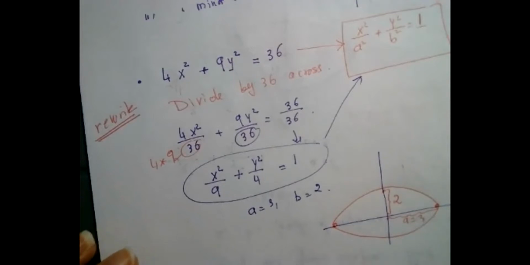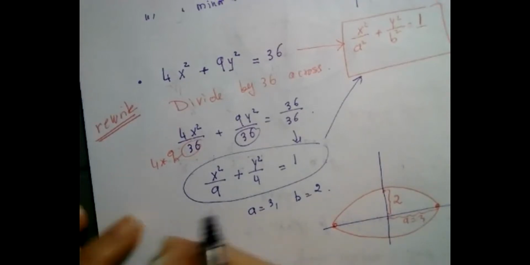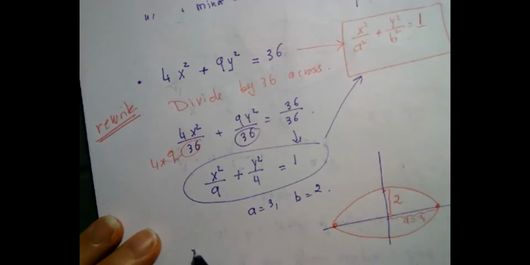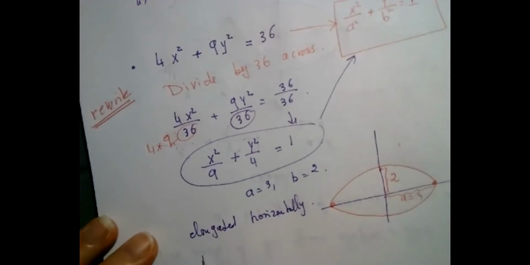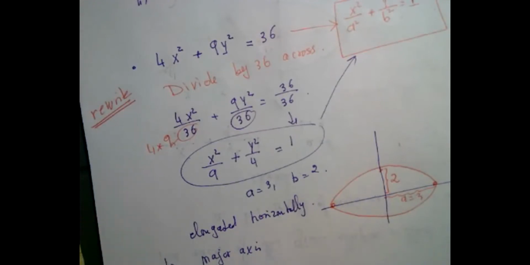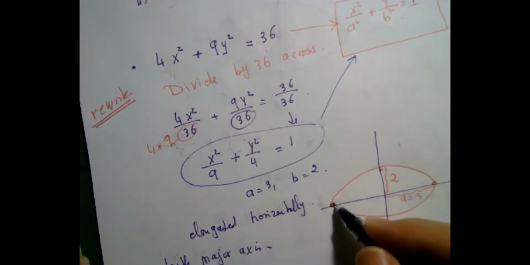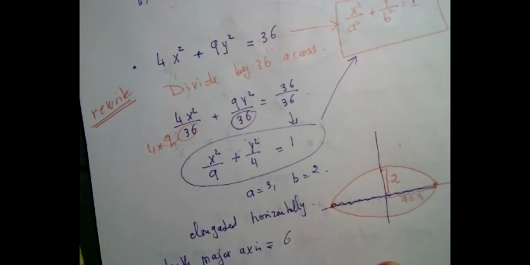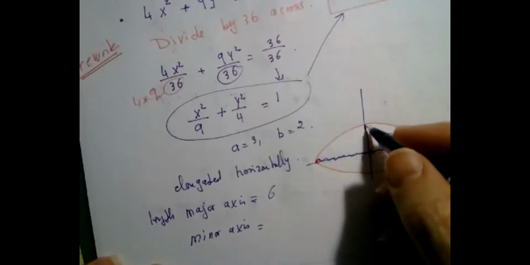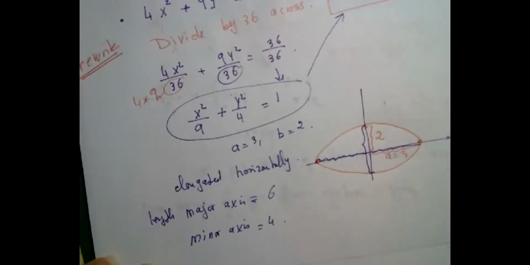So this is stretched or elongated horizontally. And what else? Major axis is the longest one. So the length of the major axis, the length from here to here, is going to be 6. And the minor axis, so these are names that we know, the minor axis is from here to here, which is equal to 4.